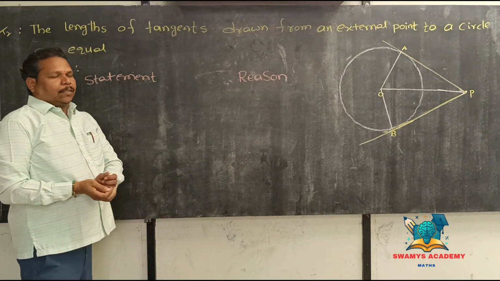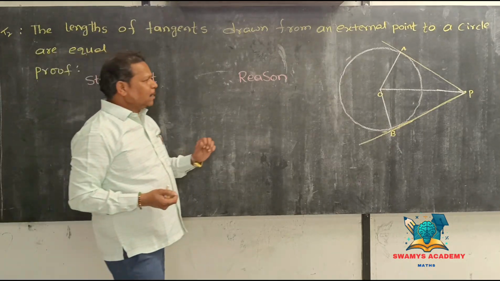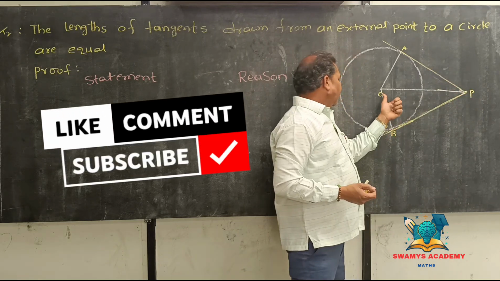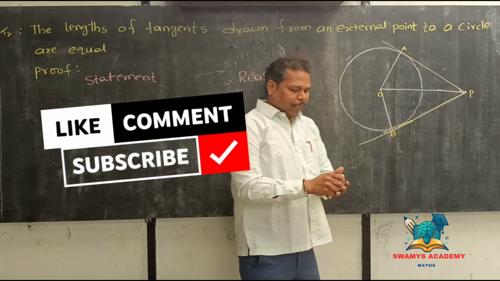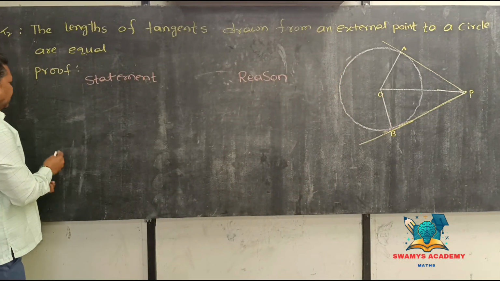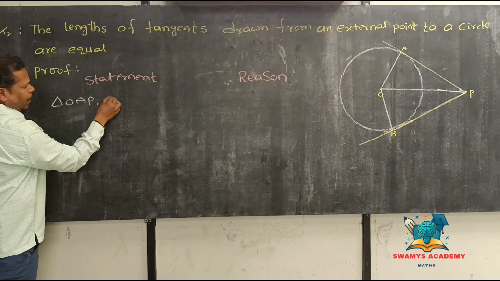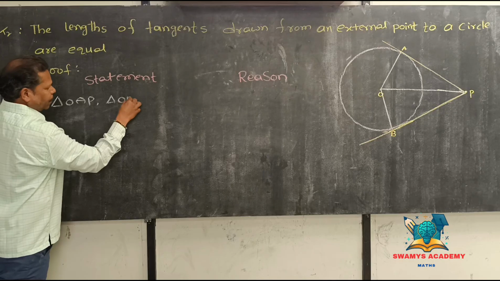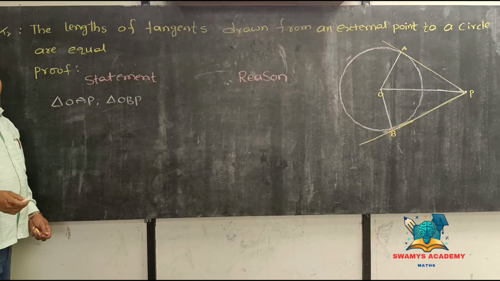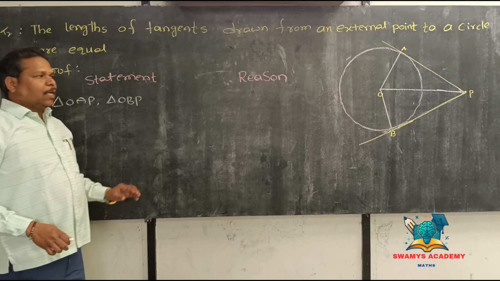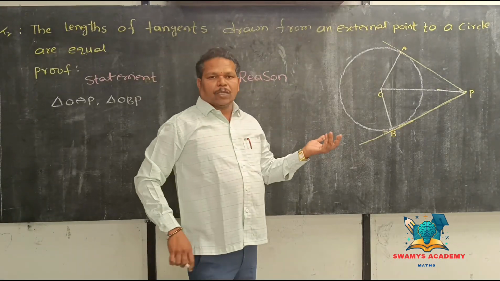So now we are taking two triangles, triangle OAP and another triangle OBP. Here what we need to prove is that the tangents are equal. To prove tangents are equal, we need to show congruence in the triangles.